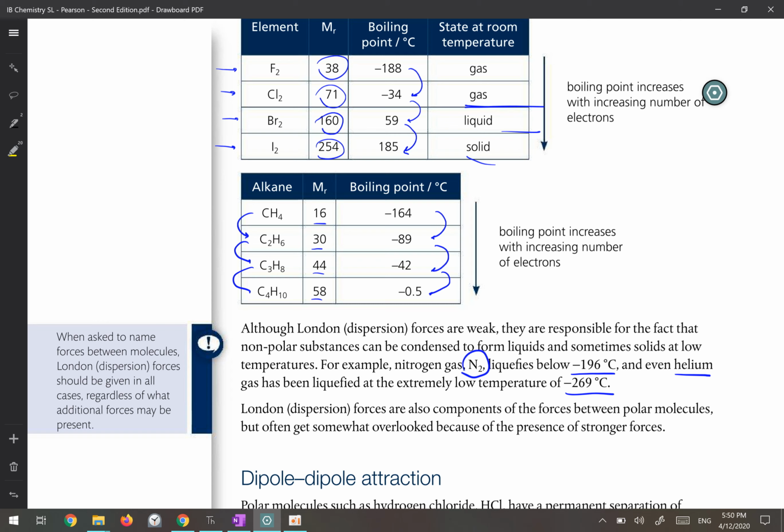So when you decrease the temperature, the heat energy which is available at low temperature is not enough to overcome even weak London dispersion force. So the London dispersion force is able to keep the molecules or atoms close to each other at low temperature. So you can liquefy non-polar molecules.